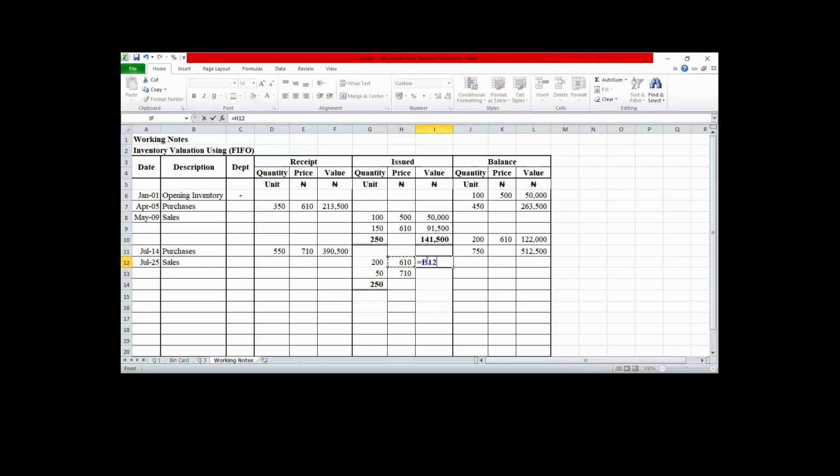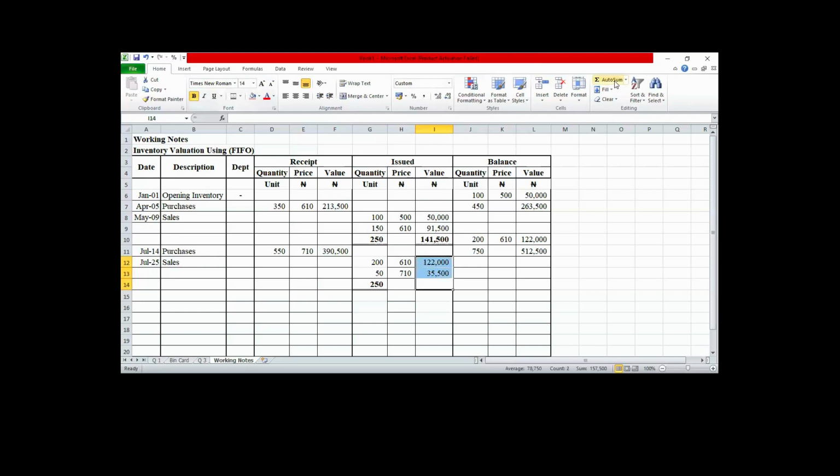Then we now have 200 times 610. Can you see it's the same figure you have there? It's 12,000. Yes, sir. Then the one of that 15 naira will now be 15 naira times 710. What do we have? 35,500. We now add it together.